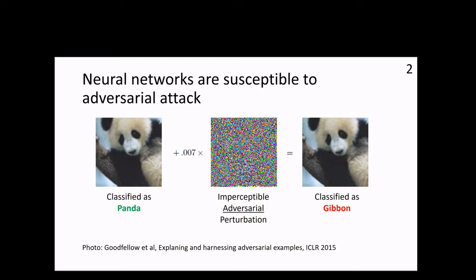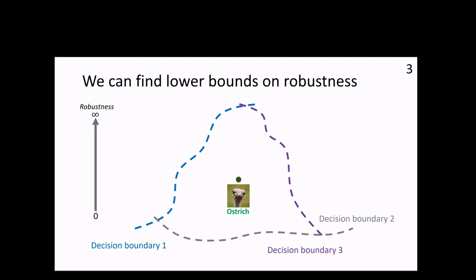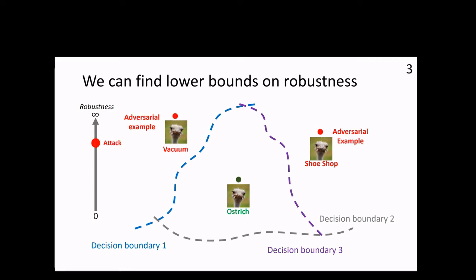So, what can be done? One thing we can do is to quantify robustness to adversarial attacks. To do this, consider the space of inputs to a neural network. The green ostrich is a correctly classified point. By moving in the direction of decision boundaries, we can find adversarial examples.